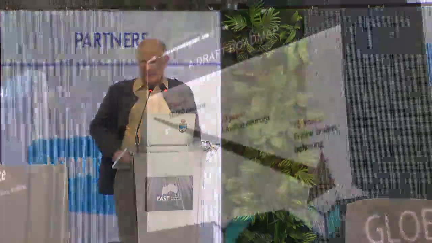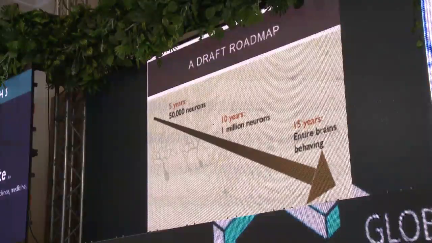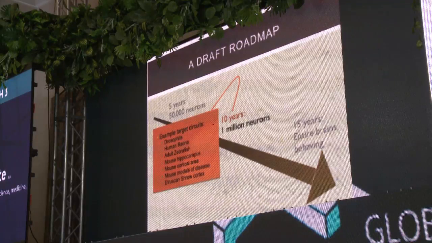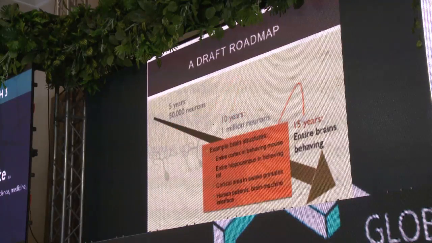This has never happened before. The world has turned a corner and decided that we're going to figure out how the brain works by developing these methods to understand neural circuits. Here is a tentative roadmap of the Brain Initiative. The idea is that in 5 years we'll be able to record the activity completely of animals that have brains of about 50,000 neurons, in 10 years of 1 million neurons, and in 15 years entire brains of behaving animals. And I'm just going to show you some examples of how this is being done today.